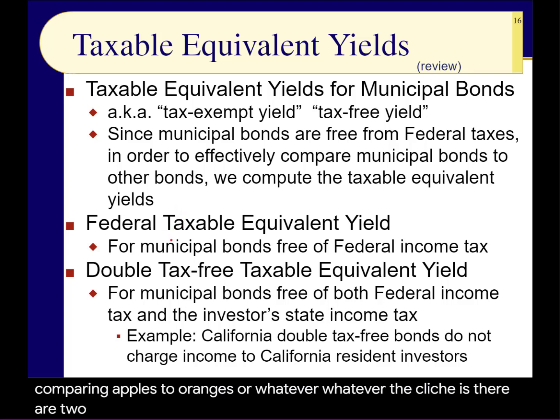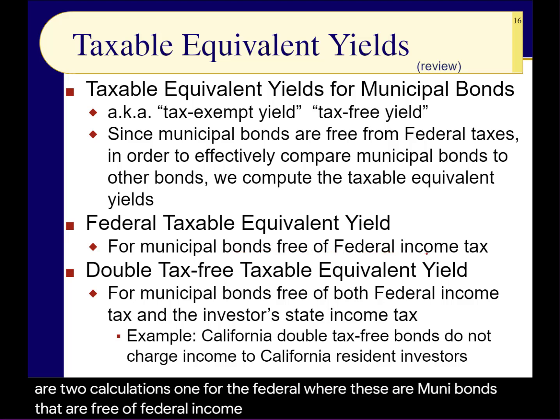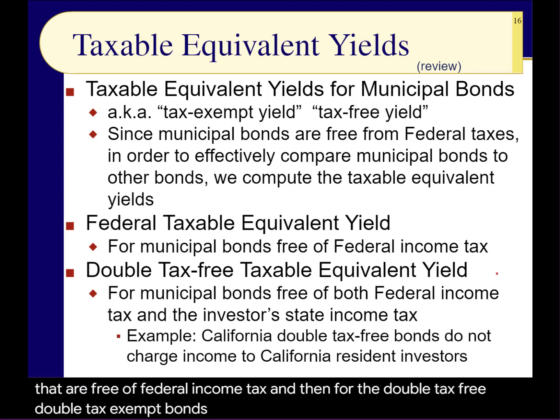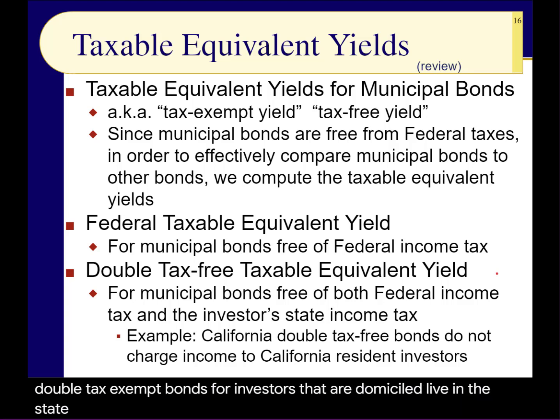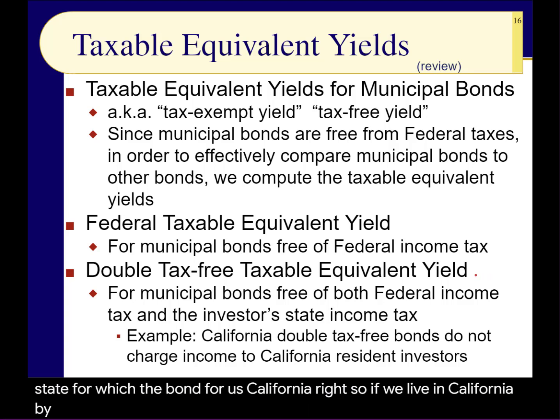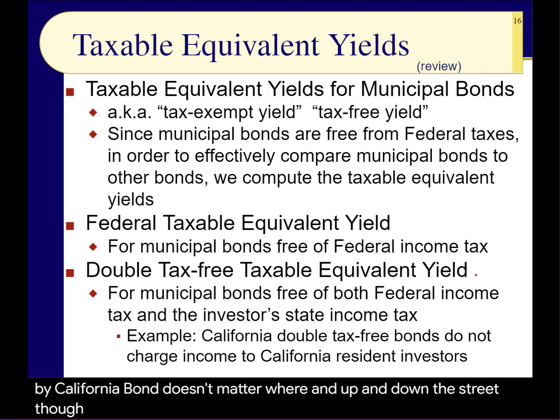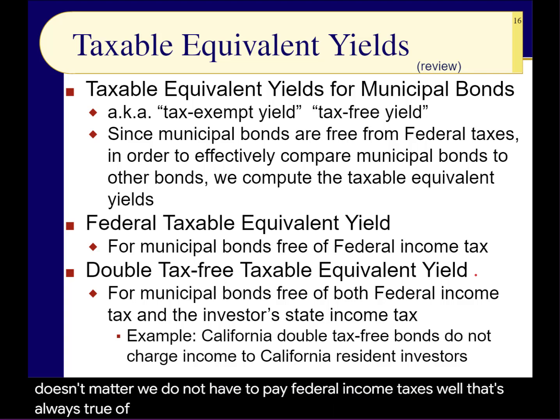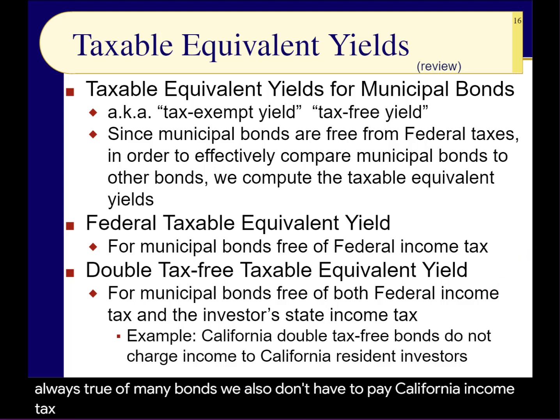There are 2 calculations, one for the federal, where these are muni bonds that are free of federal income tax, and then for the double tax-free, double tax-exempt bonds for investors that are domiciled, live in the state for which the bond is issued. So that's, for us, California, right? So if we live in California and buy California bonds, it doesn't matter where in the state, up and down the state, we do not have to pay federal income taxes. Well, that's always true of muni bonds. We also don't have to pay California income taxes.